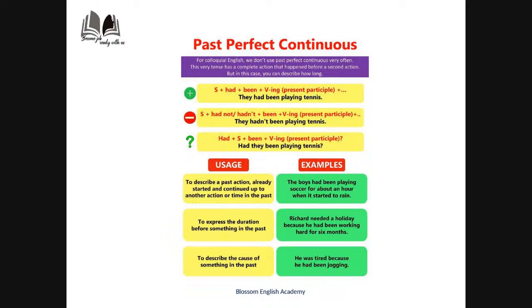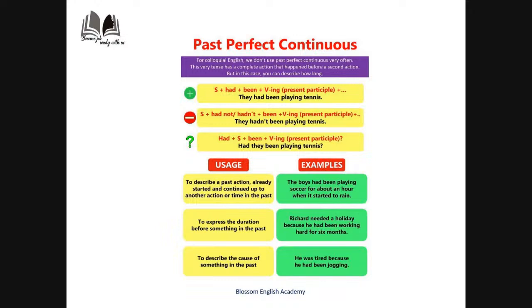So, yes, the usage we just saw: two actions that are happening, and to prioritize or express which action happened first, we are using had been. So, the boys had been playing soccer for about an hour when it started to rain. Two actions: it started to rain, and the boys playing. Which one happened first? The boys had been playing. That happened first, and you're using had been there.